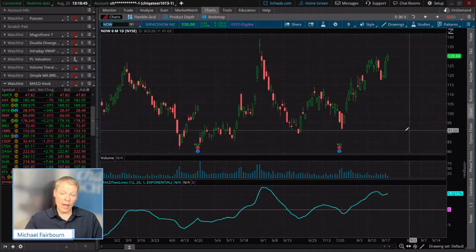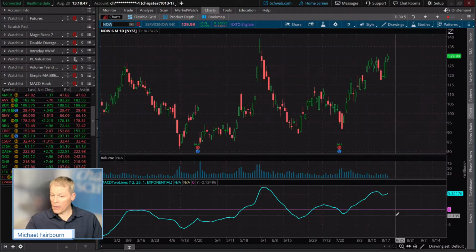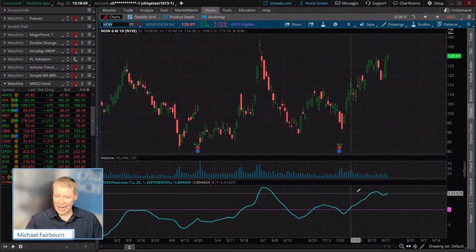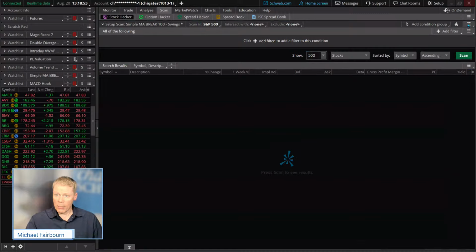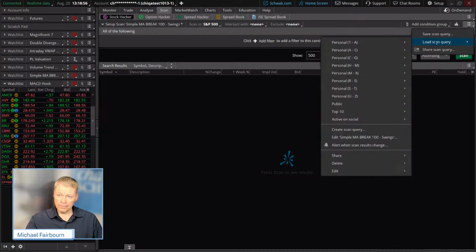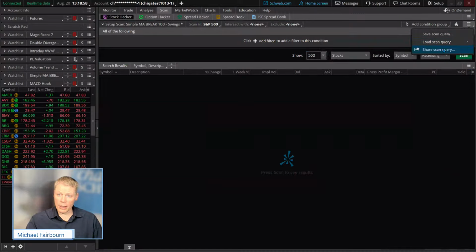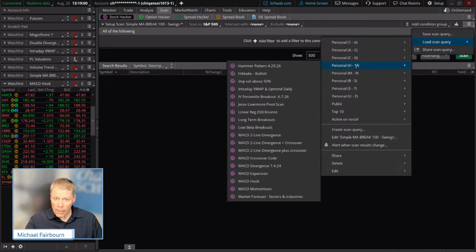And we're just taking a look at that MACD hook above the zero line, of course, and oftentimes it is a higher high on that MACD. Let's go into it right now, and I'll pull it up here for you. Let's load it. Or I can just share it, I guess. No, let's load it first. I guess I have to load it. MACD hook right there. And you guys have it.